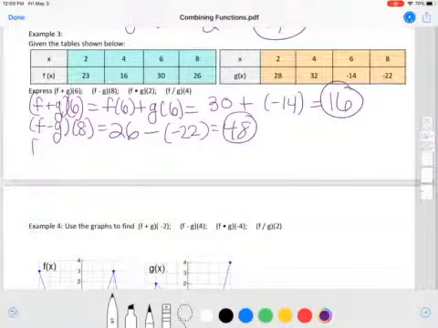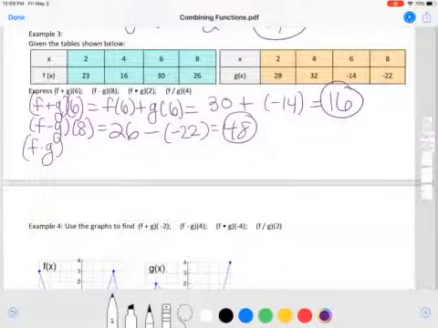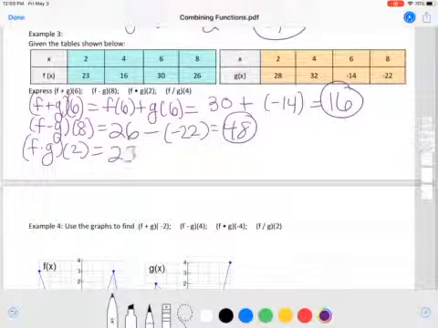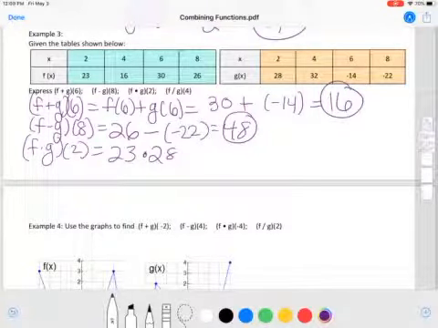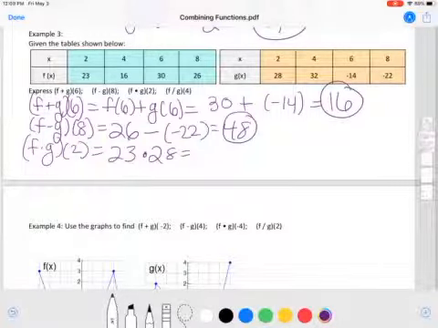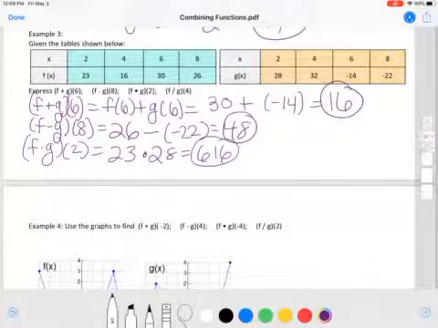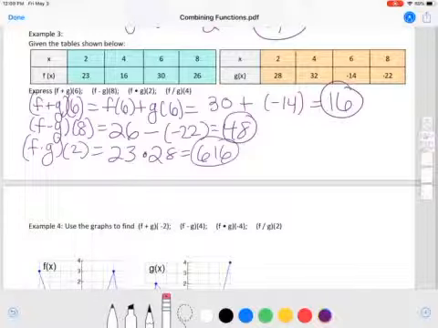Now we have f times g of 2. So that means I'm going to find f of 2, which is 23, and I'm going to find g of 2, which is 28. And I'm going to multiply those together. Actually, I'm sorry, I get 644. I put that in wrong on my calculator.